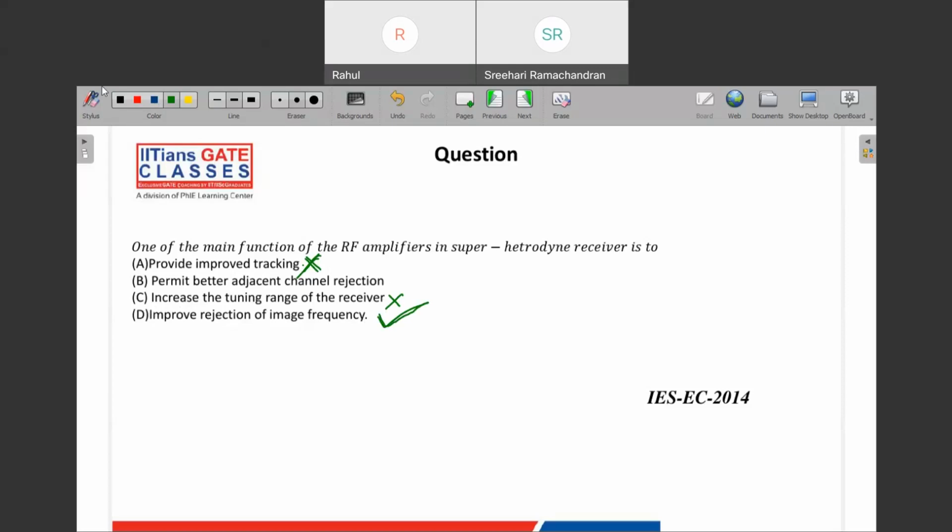Just like we discussed in the last slide, here you need to remember that we are talking about the RF amplifier with respect to the superheterodyne receiver. The RF amplifier for the superheterodyne receiver should be such that it rejects the image frequency, and that should be the correct option here.